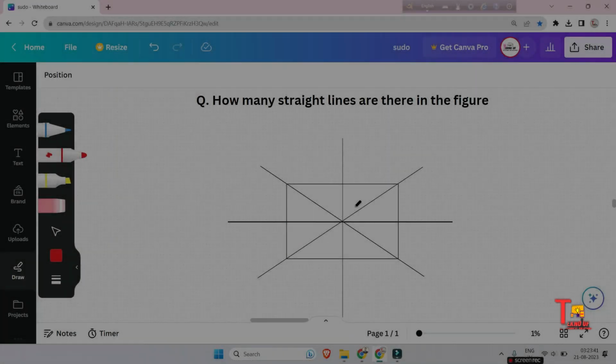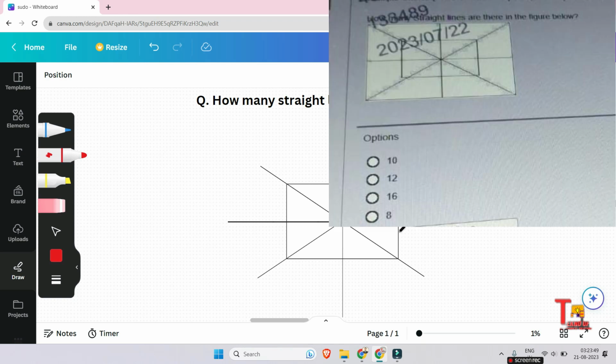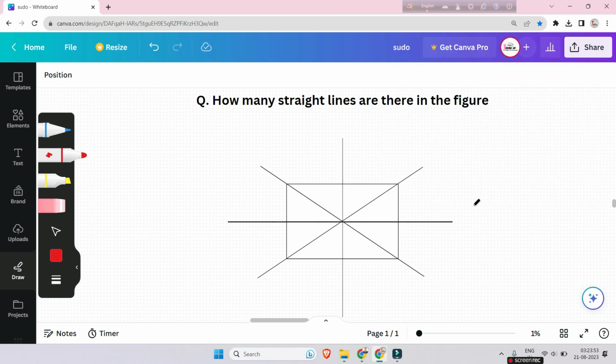Actually, the question will be like: how many straight lines are there in the figure, right? And this question was asked in the last campus drive of 2023, right? So give importance, this one is very important.